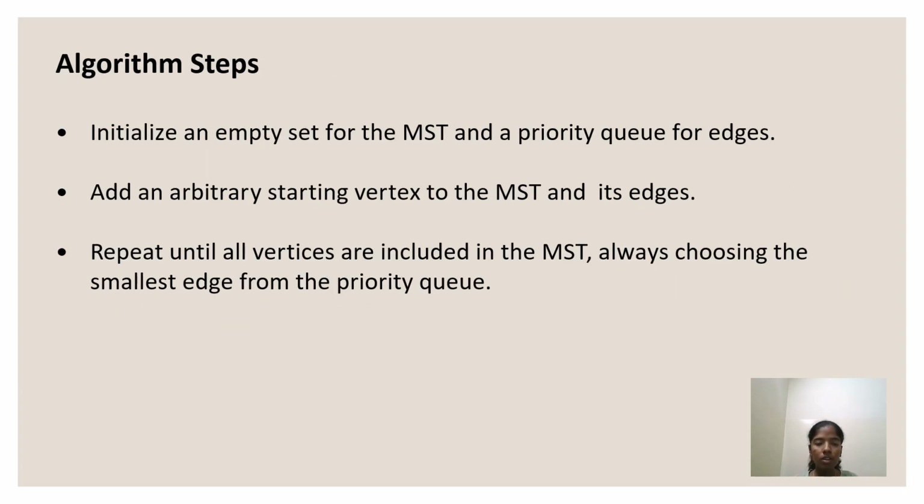Now let us see the algorithm steps. First, we initialize an empty set for the minimum spanning tree and a priority queue of the edges, and add an arbitrary starting vertex to the minimum spanning tree along with its edges. Repeat until all the vertices are included in the minimum spanning tree. Always choose the smallest edge from the priority queue.